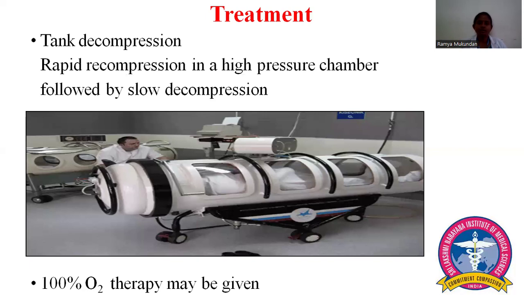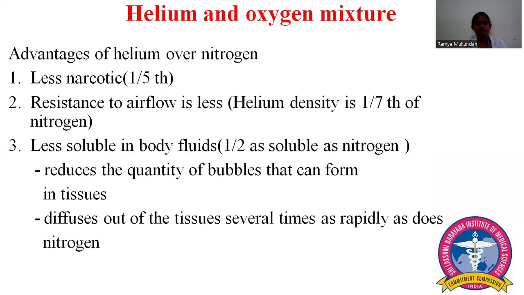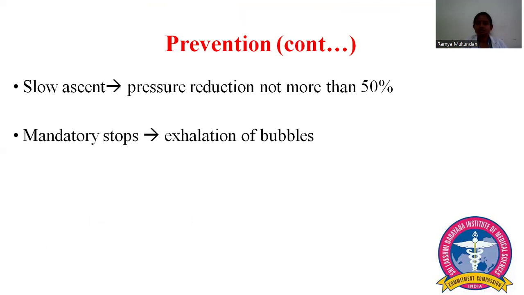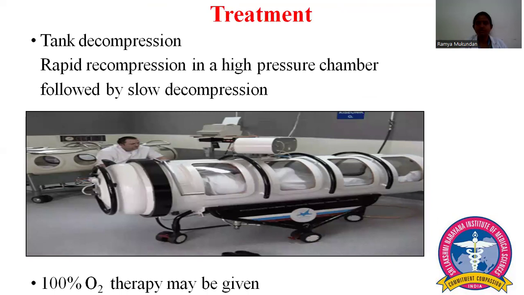How do we prevent them? We can prevent this by replacing nitrogen with helium and by reducing the concentration of oxygen to 5%. What is the advantage of using helium? Helium is less soluble, less narcotic, and the resistance to airflow is less, so it can diffuse out faster when compared to nitrogen. And it can also be prevented by slow ascent and by giving mandatory stops in between.